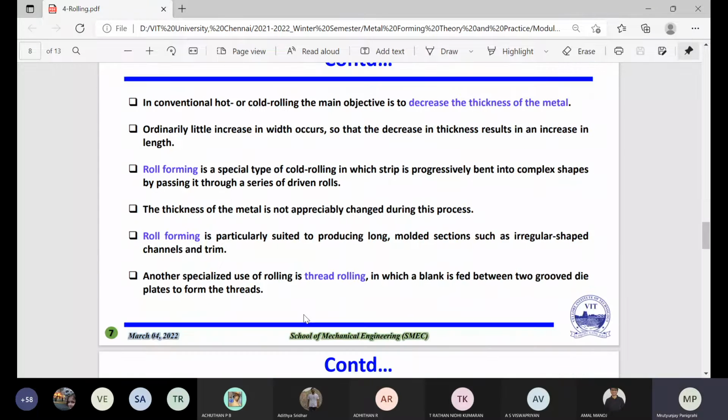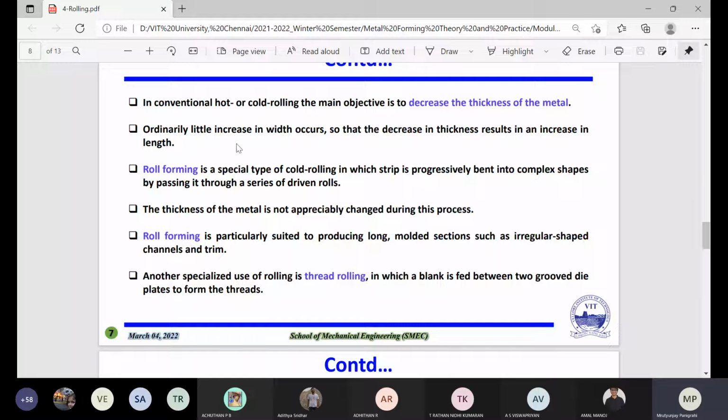Now we have understood the different kinds of material: the initial raw material or initial pieces we put into the rolling mill, and the different sizes of product we get from the rolling mill. So now we have to understand that in conventional hot or cold rolling, the main objective is to decrease the thickness of the material, as we studied in the beginning of the introduction.